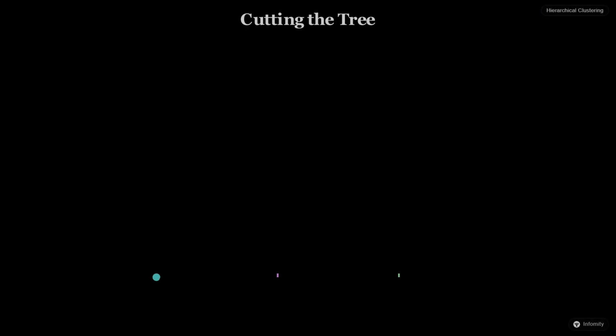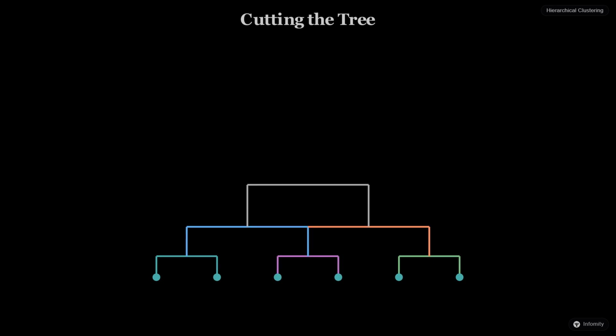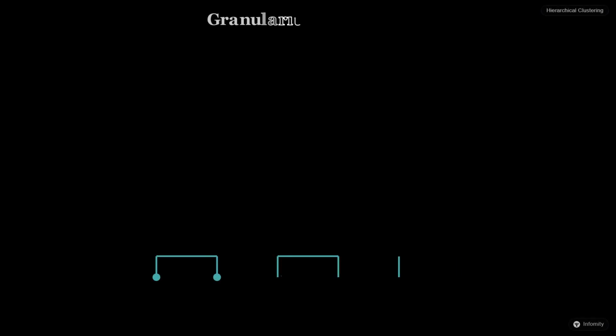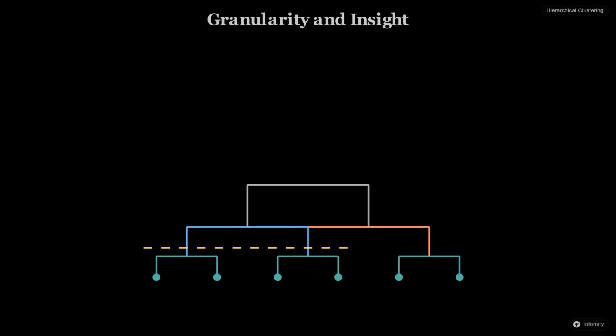Unlike other methods, hierarchical clustering does not force you to pick a number of groups at the start. Instead, you decide where to cut the tree. Imagine drawing a horizontal line across your family tree. The number of clusters is simply the number of vertical branches your line passes through. This flexibility is the true power of the hierarchy.